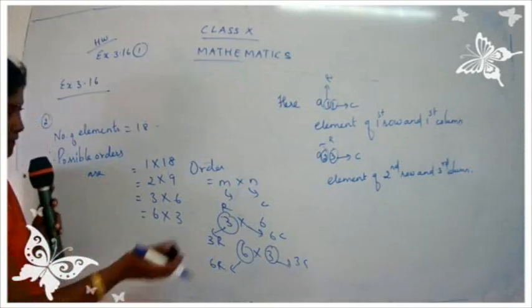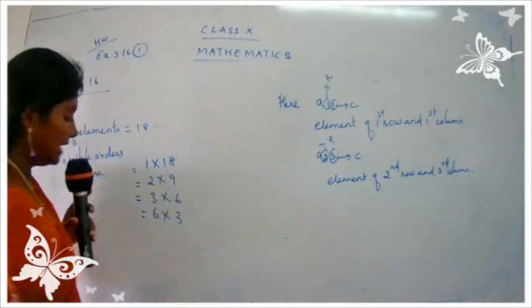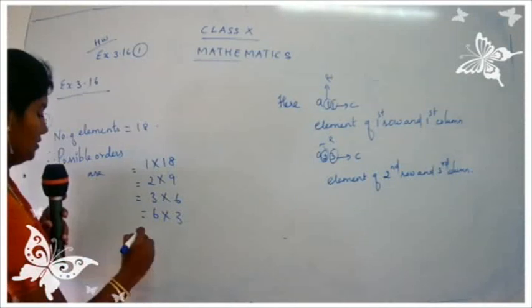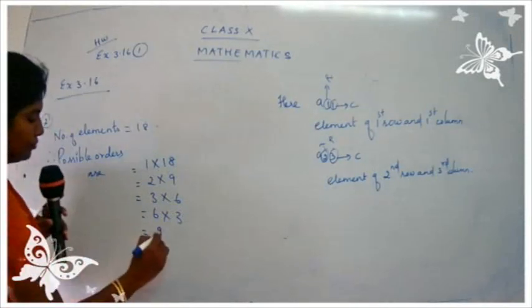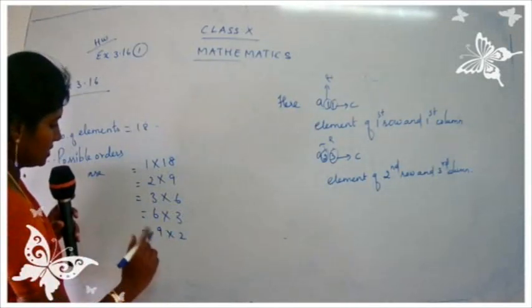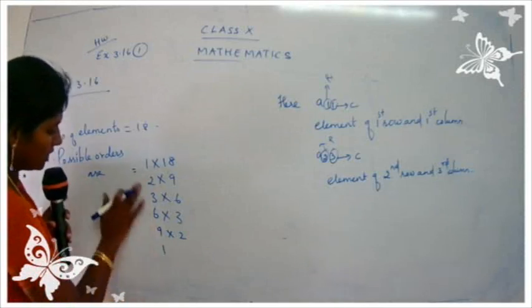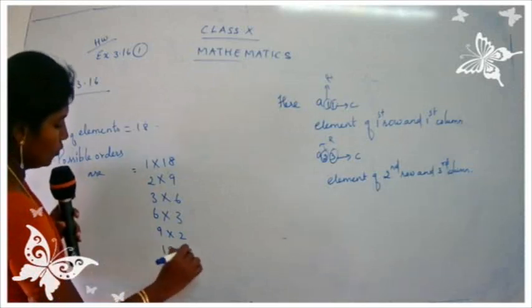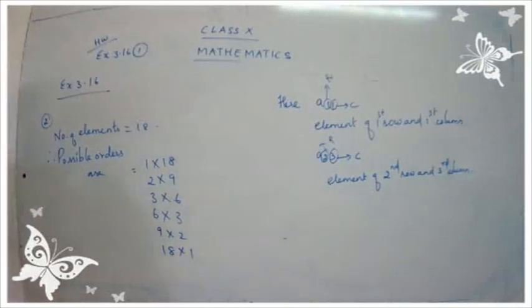You have to write down everything. So I have taken 6 3, then 9 2, and 18 1. So just I'll put an equal to sign, and this is 18 ones. So these are the possible orders. So what are the possible orders? 1 into 18, 2 into 9, 3 into 6, 6 into 3, 9 into 2, 18 into 1. Clear? Okay. Let's go for the second subpart.